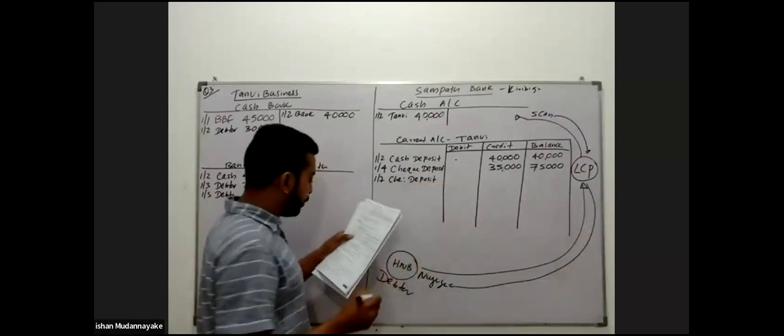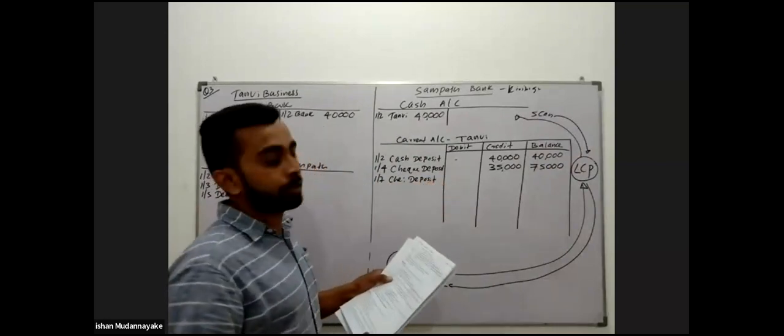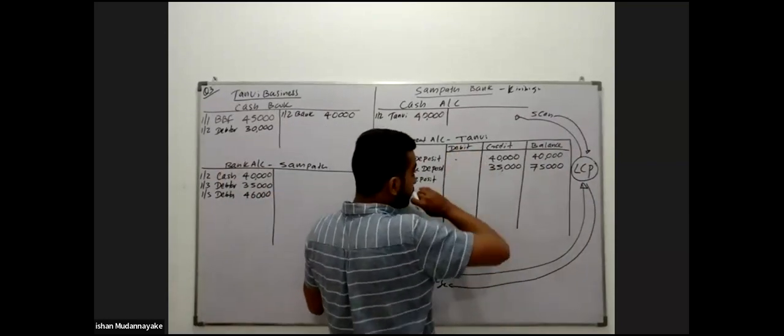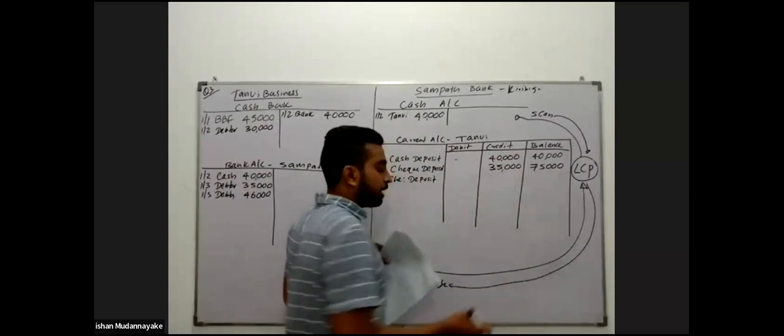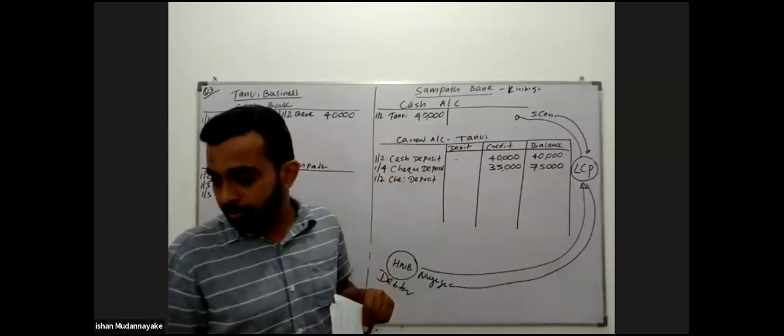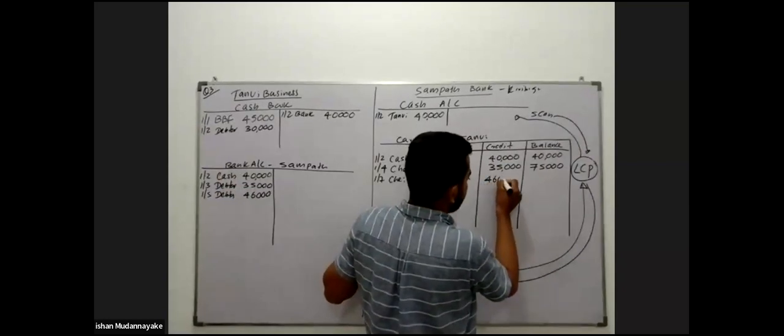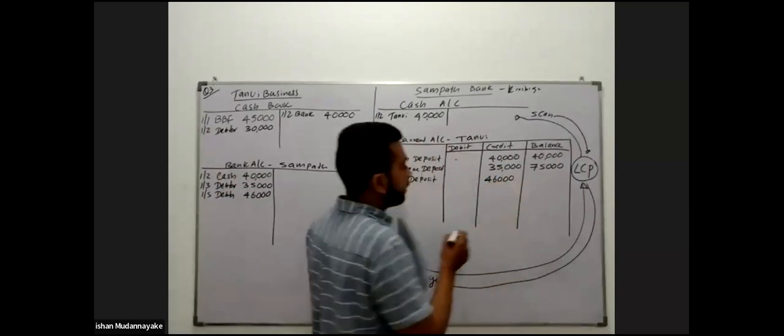Here write down check deposit. How much? 46,000. Cash collected date. After collecting cash, turn current account credit. Current account credit 46,000.